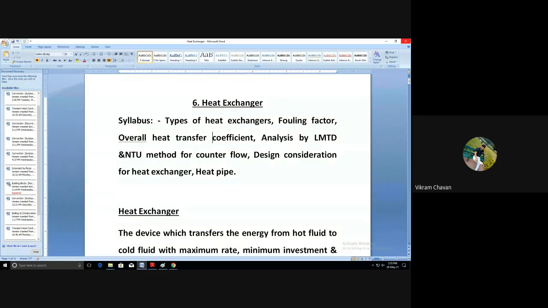So in the last lecture, we finished chapter number 5, that is boiling and condensation. In today's lecture, we are going to start our new chapter, chapter number 6, heat exchangers.